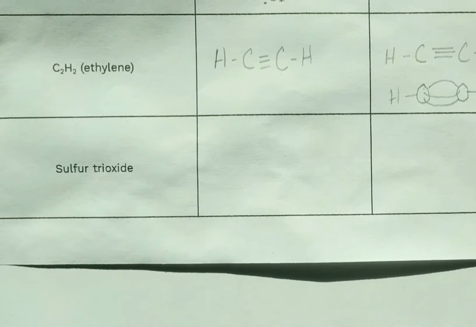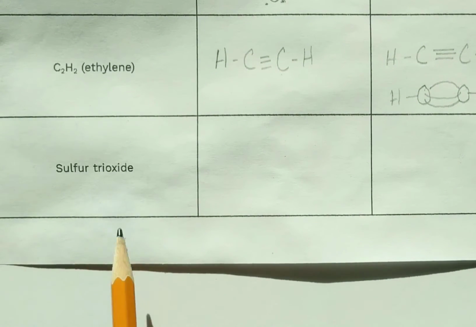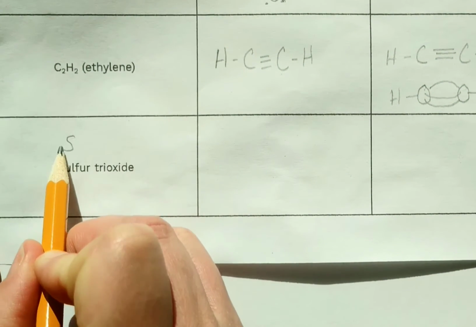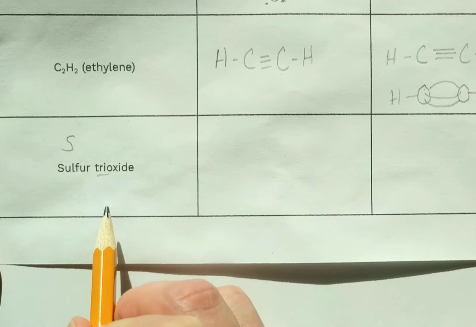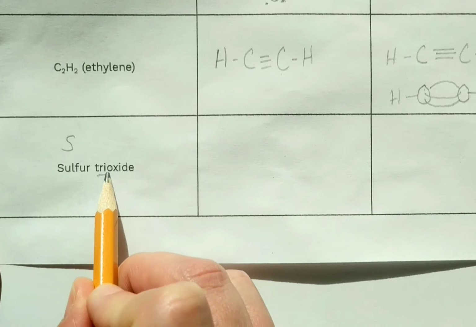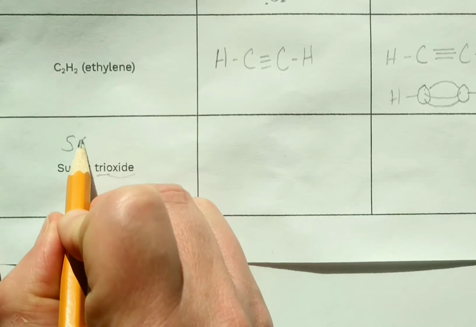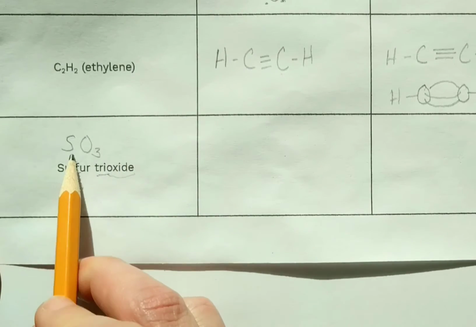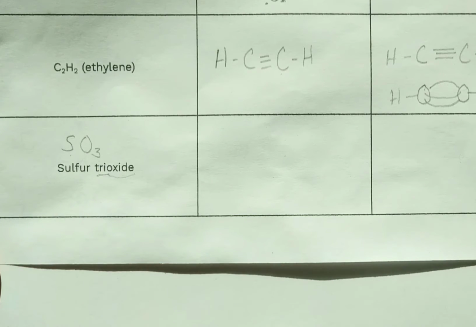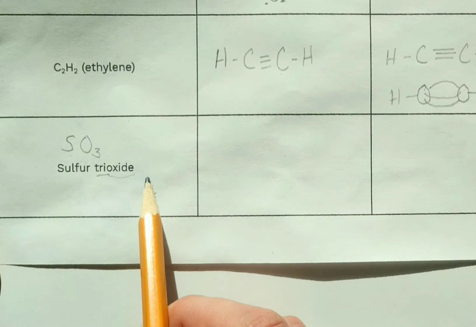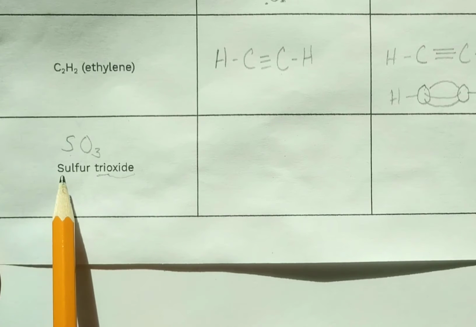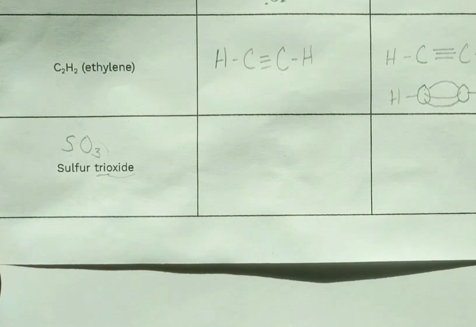This is sulfur trioxide. So for the formula, I know I have a sulfur, and then tri means 3, and then oxide, that would be oxygen. So 1 sulfur, 3 oxygens. And it does not say it's an ion, so I don't need to add any charges.